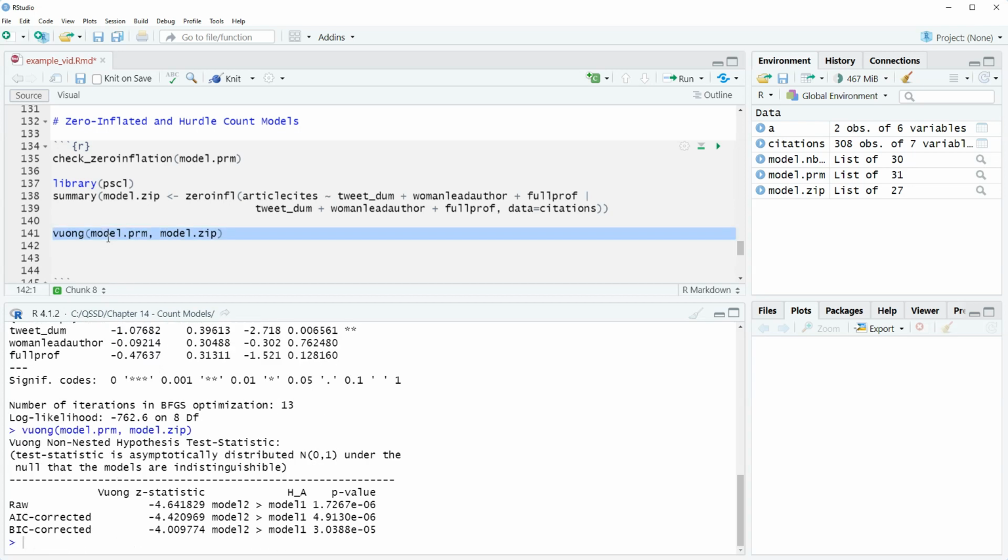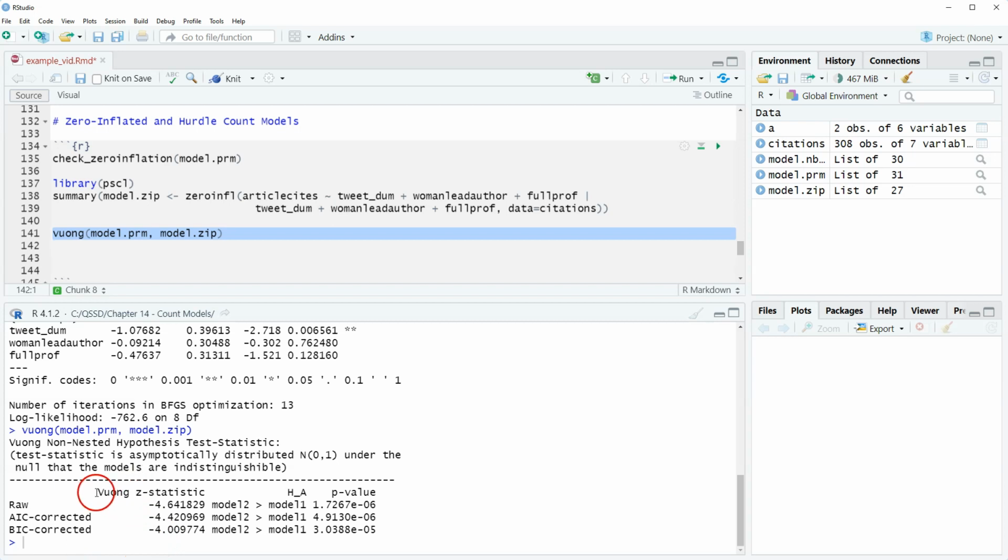Let's highlight that and run that. Okay, so we see that we have 3 versions of it here: the raw, AIC corrected, BIC corrected. So these corrected versions exist because the Vuong test is biased in favor of the zero-inflated model. So there have been corrections offered up to try to do a better job here.